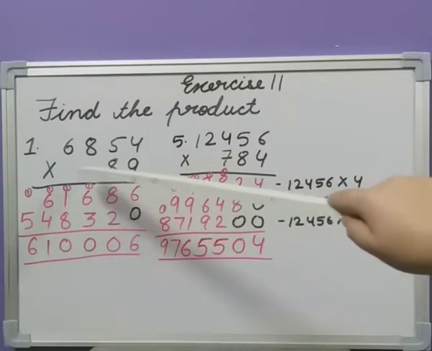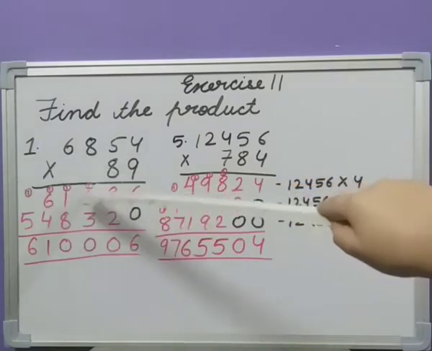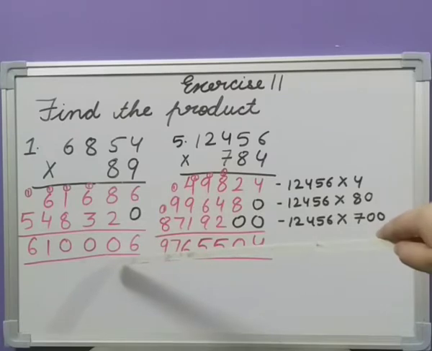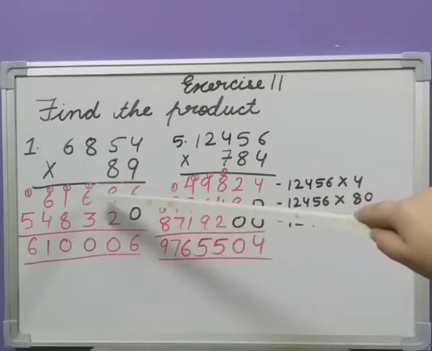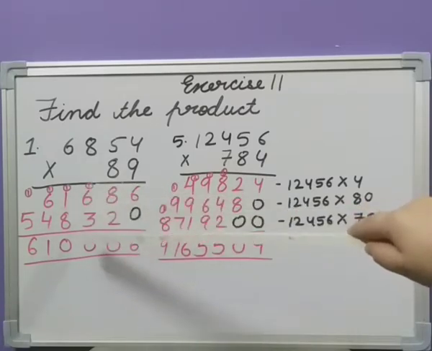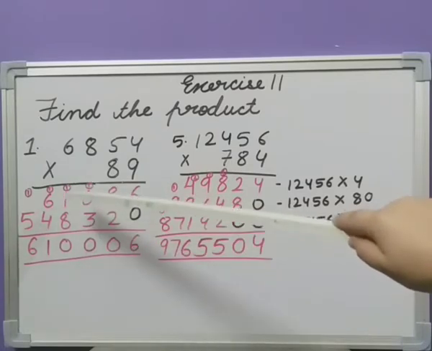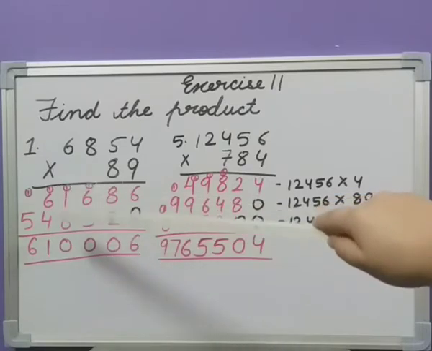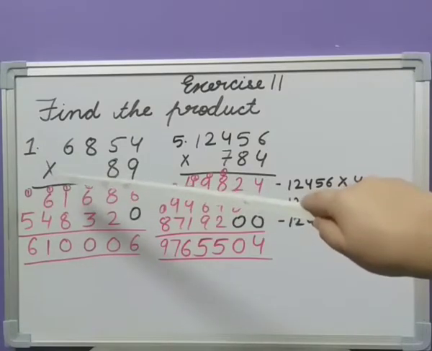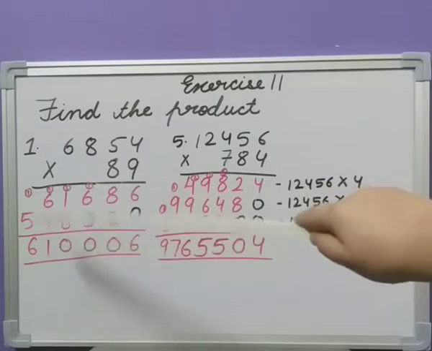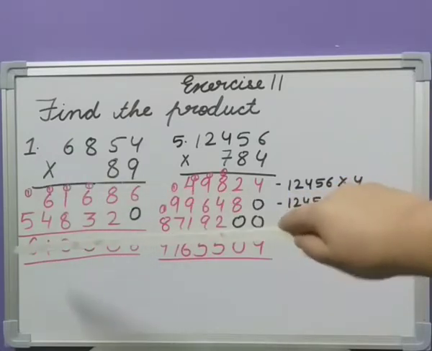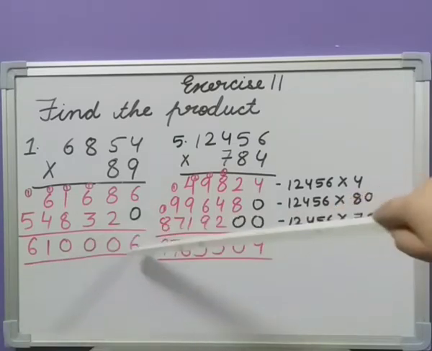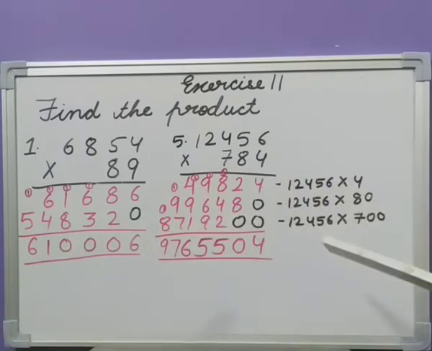5,48,320, and there is no other number, so we are going to add them. 6 plus 0 is 6, 8 plus 2 is 10, 0 and 1 carried over, then 6 plus 3 is 9 plus 1, 10, again 1 carried over, 1 plus 8 is 9 plus 1, that is again 10, 1 carried over, 6 plus 4 is 10 plus 1, that will give us 11, 1 carried over, and 5 plus 1 is 6. Therefore, the product is 6,10,006.